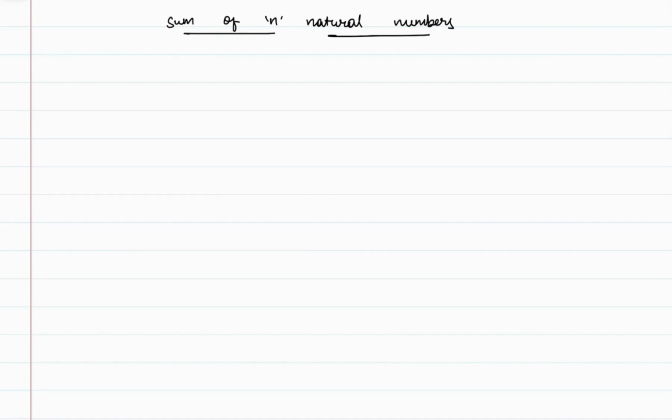So if you are taking the sum of n natural numbers starting from 1, then it will be 1 plus 2 plus 3 plus 4 plus so on up to n. Now here we can see that the terms have a common difference equal to 1. So you can say that they are in AP. So this will be equal to the sum of terms in AP with first term equal to 1 and common difference equal to 1.